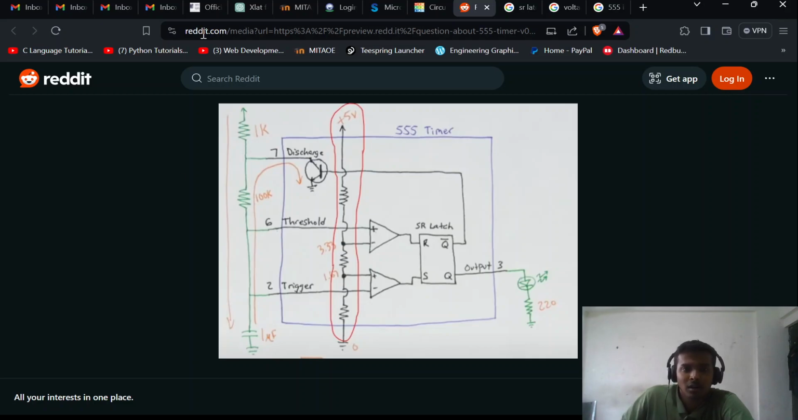These are all the external connections. Okay, so let's imagine at t equals 0 what will happen.